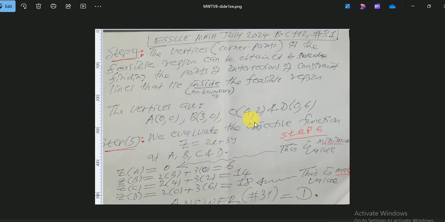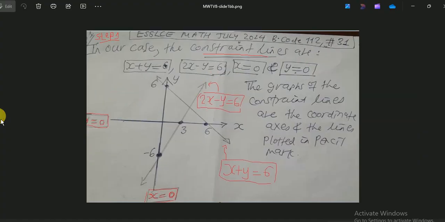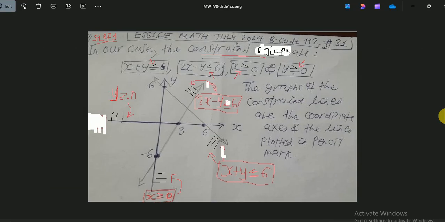When x is 4, 2 times 4, 8. When y is 2, 3 times 2, 6. 8 plus 6, 14. At 0, 6, we get 2 times 0 plus 3 times 6. When we evaluate this function at 0, 6, we get 18. So when we compare these four values, the maximum is 18. So the answer is 18, and this is choice D. Yes, answer is D. Let us go to the next problem.